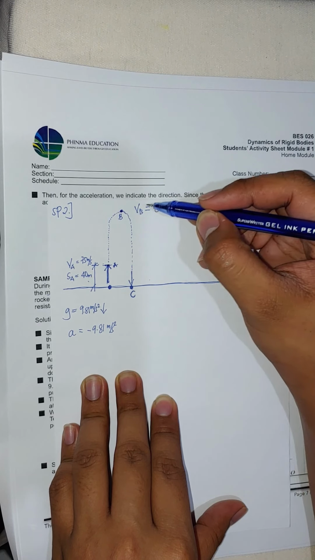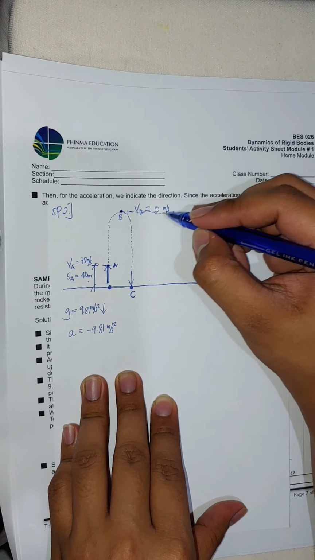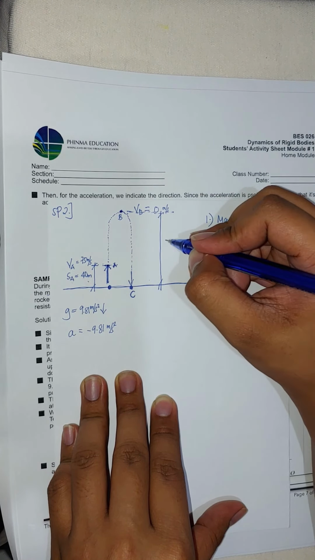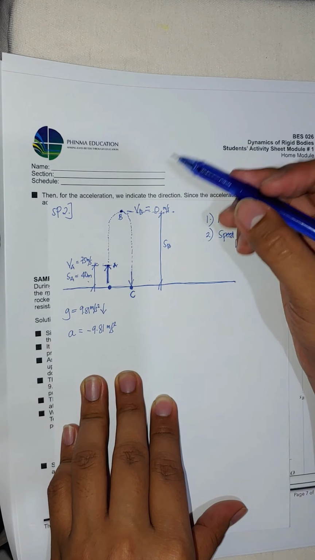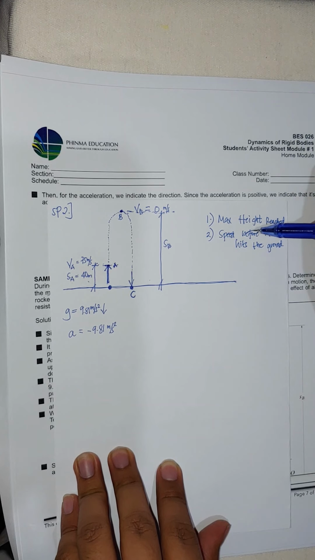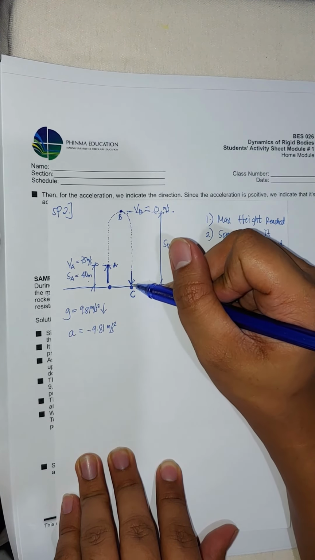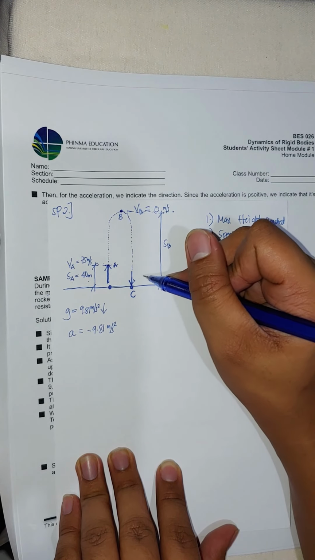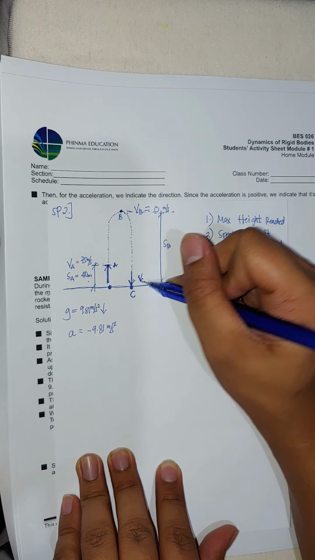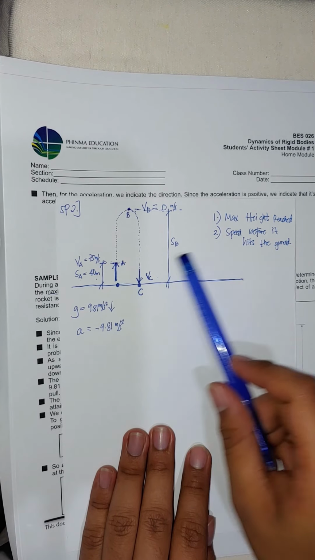So the point B is the maximum height, no? If we make a line there, we can name this height as SB, or height at point B. SA is height at point A. And then the speed before it hits the ground. So before it hits the ground, let's say this is its speed, we name it VC, velocity at C. Okay.